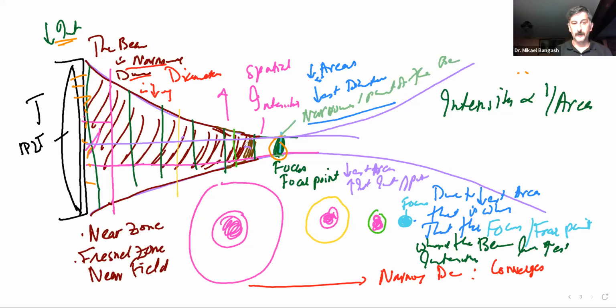Right. So the point at which the beam reaches its narrowest diameter, that can be called the focus, or we can also call this point the focal point.